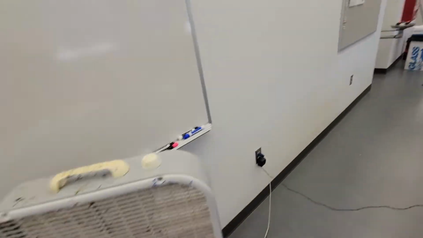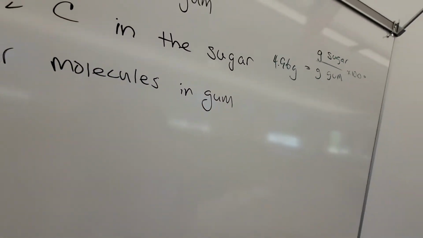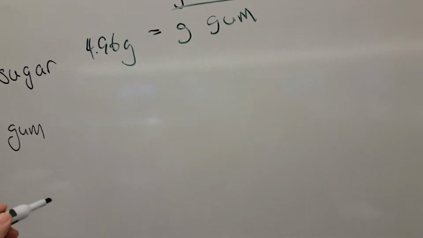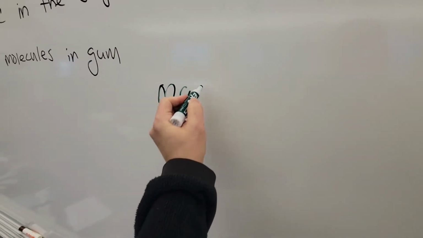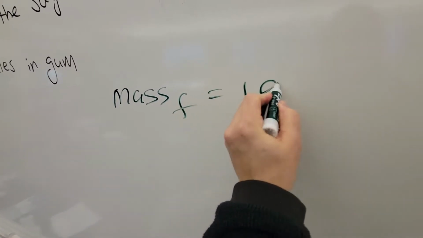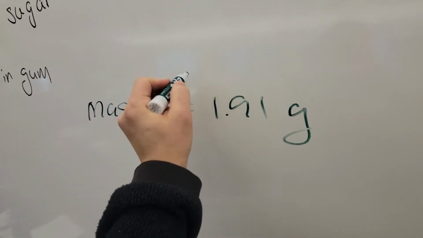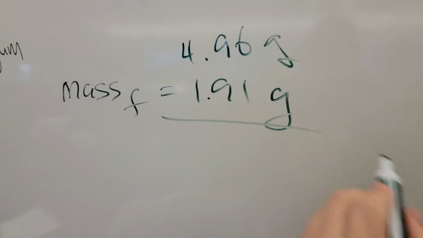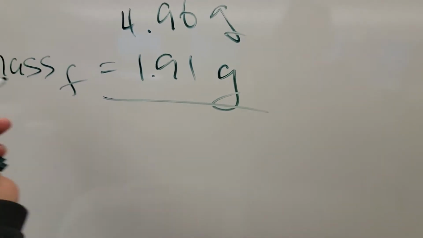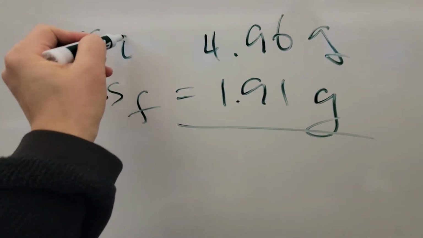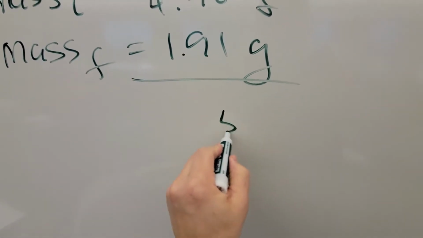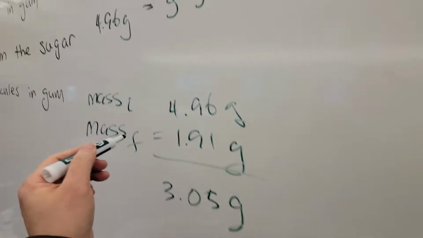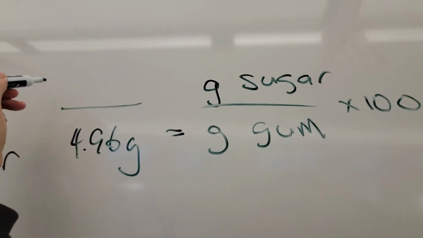So we're assuming the gum is only made up of sugar and not sugar. So the final mass was 1.91 grams. So the original mass was 4.96 grams. And so the difference in mass is the sugar. So 3.05 grams we'll say is the mass of the sugar.